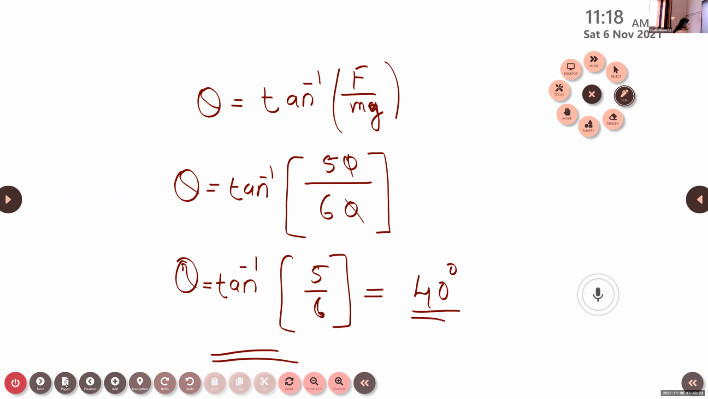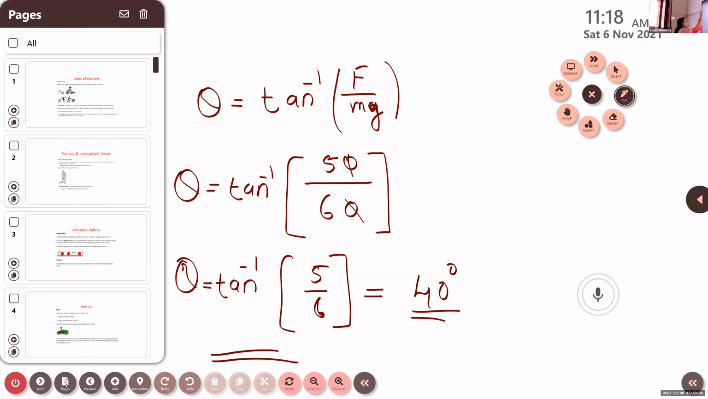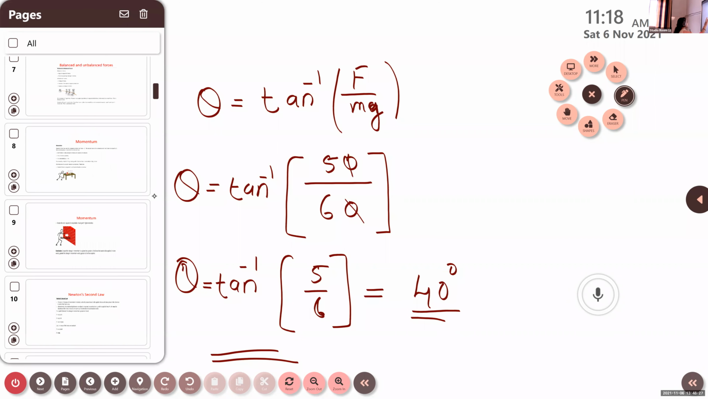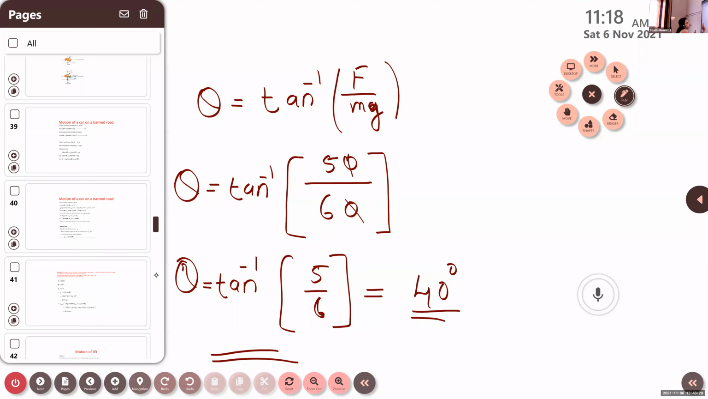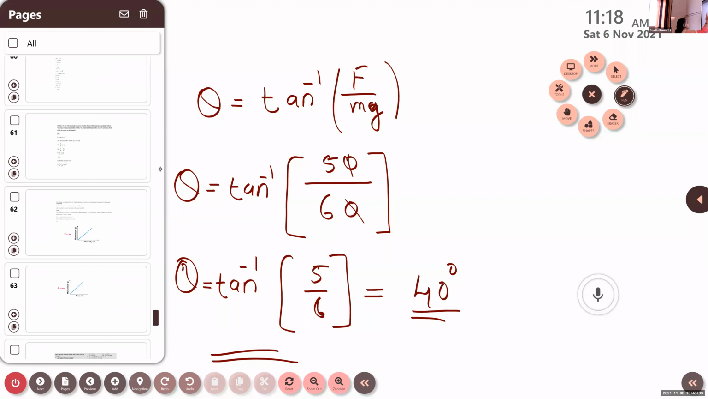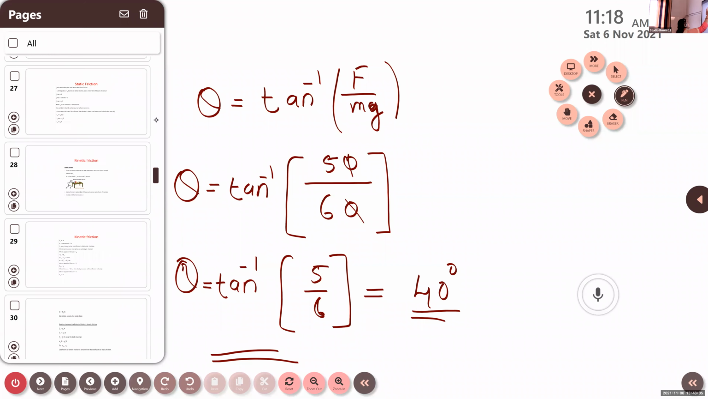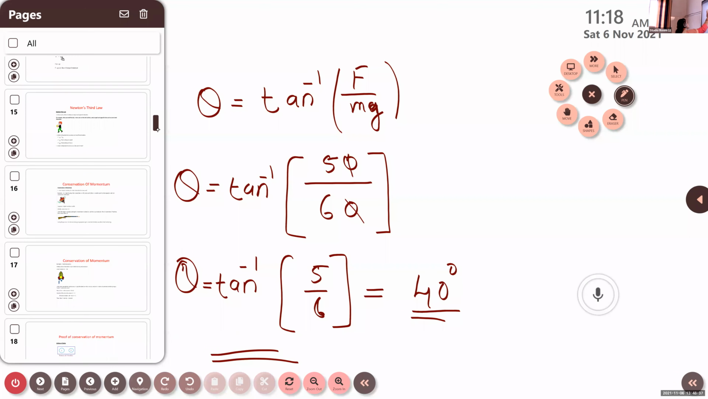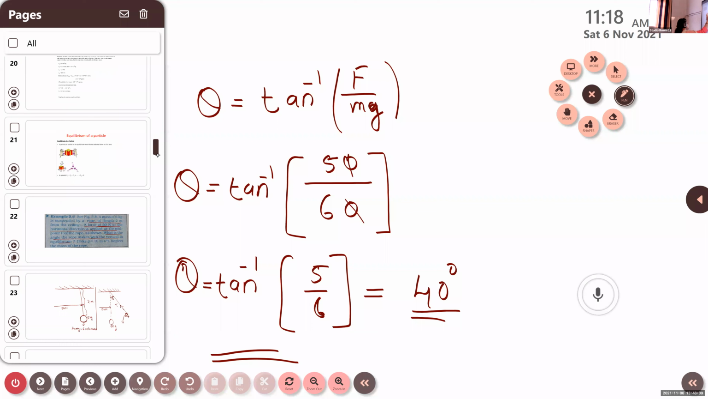Now we move to the next topic of this lesson, that is what is known as friction. Okay, so all of you write the next heading, friction.